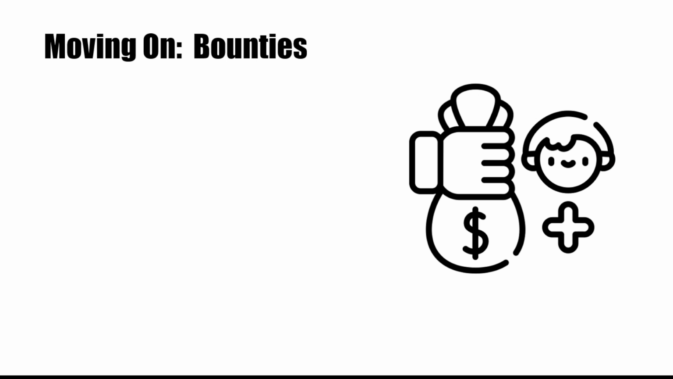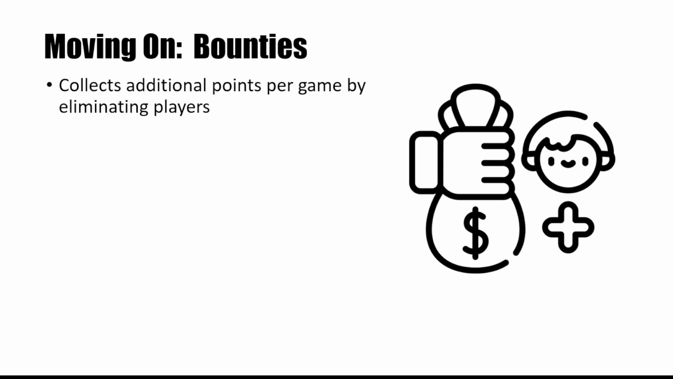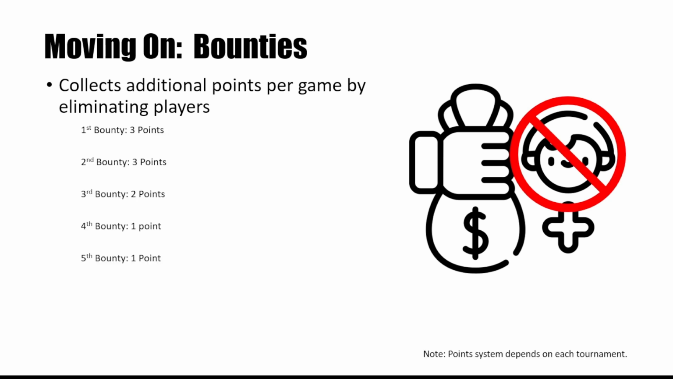An additional way to move on, which helps you in addition to your placement, is if there are bounties. Bounties is just you collect additional points in each game by eliminating other players, which means that in a normal game you can have 3 points for the first bounty, the first person you kill. You can get 3 additional points after the second person that you kill. You can get 2 points for the third person, 1 point for the fourth, and 1 point for the 5th person. Now people, this is per player, which means that if 2 players kill 2 people, then both of those players are going to get 3 points in addition to their placement. So that is just something to take into consideration if this is something that is going to happen in your tournament.